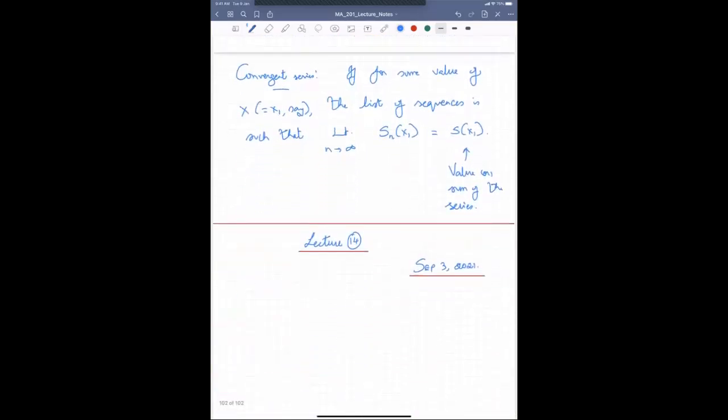And then we formally defined a convergent series as one in which this list of sequences is such that as you keep going further and further, it reaches a limiting value. And this limiting value happens for some x equals x1, say, and this sum or value we called s of x1. And this is where we stopped yesterday. Any questions or comments about any of this before we proceed?